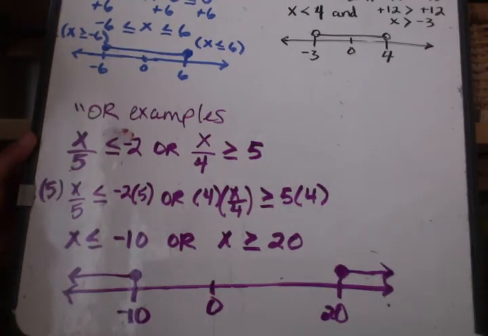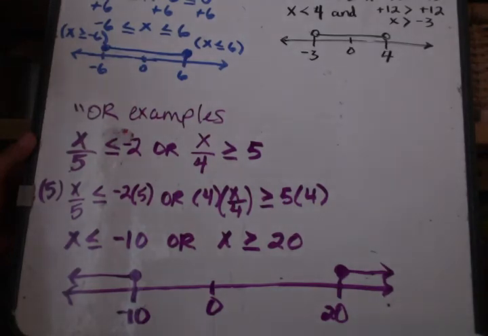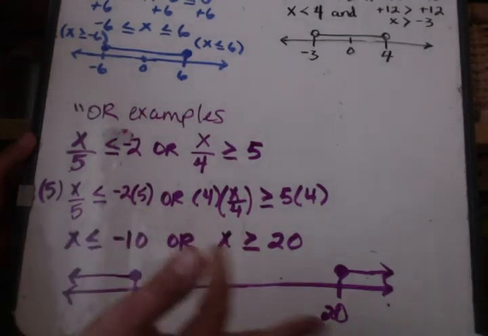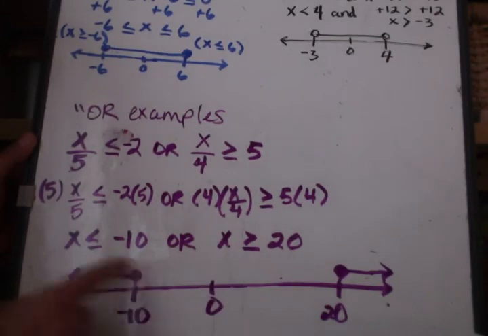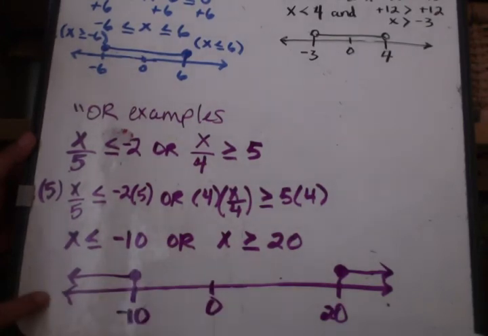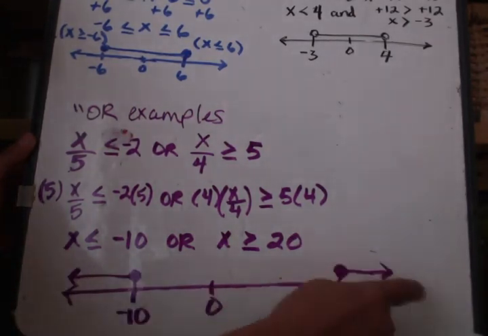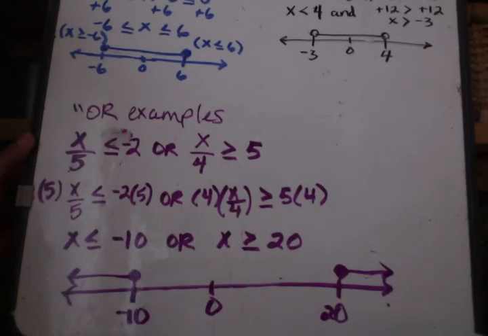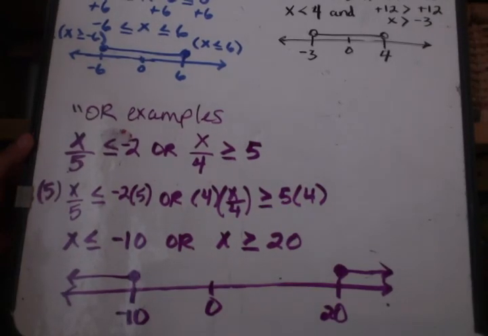Closed circle. And in my OR condition, either condition can be true, even though they don't ever intersect. So this is what my final solution would look like. Every number less than or equal to negative 10, and every number greater than or equal to 20 would make either one of those solutions true.